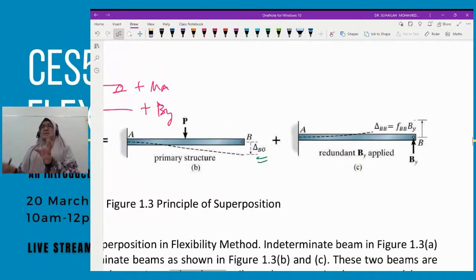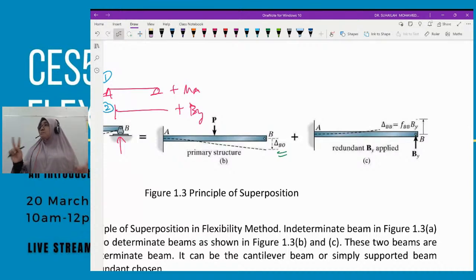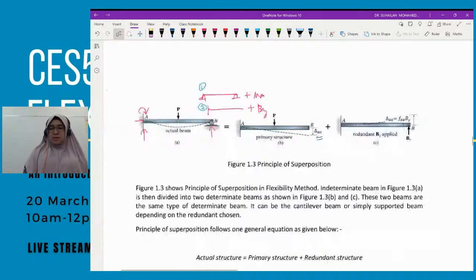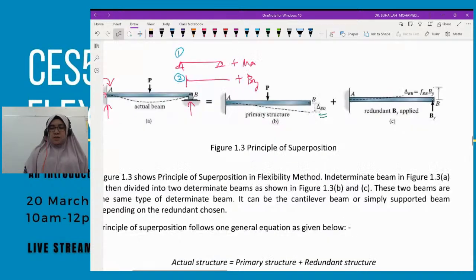Okay, dua-dua diagram ni mesti sama-sama cantilever, sama-sama simply supported beam. Tak boleh lain-lain. Primary structure, redundant structure, dua-dua ni tambah dua-dua ni dapat actual beam. So dua-dua ni determinate structure, dua-dua ni cantilever beam, dua-dua ni simply supported beam. Okay, so kat mana beza? Beza pada loading. Okay, primary structure subjected to external loading, redundant structure subjected to BY. So that bila kita tambah, okay, bila kita tambah, okay, tengok diagram ni ya.